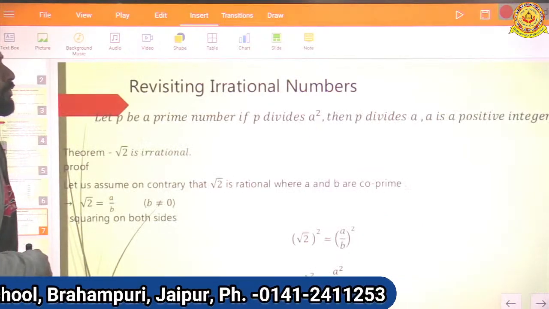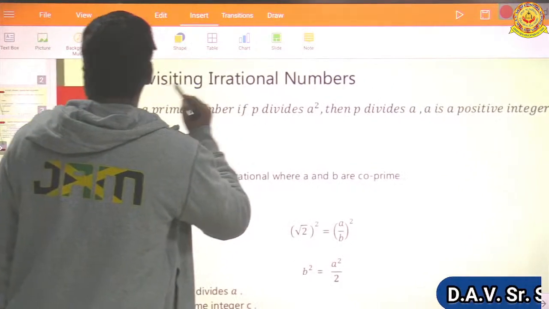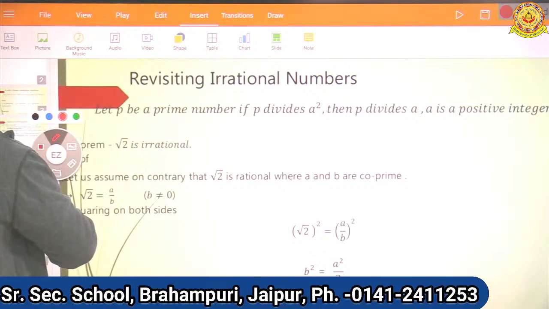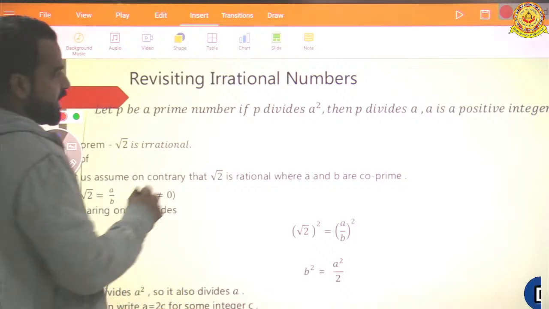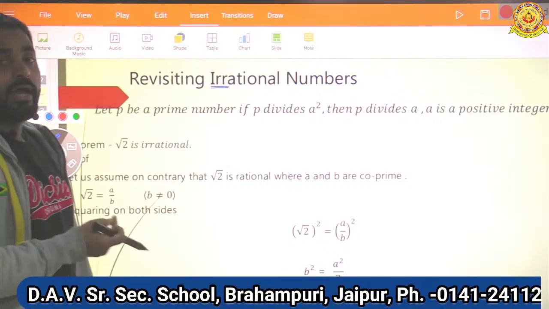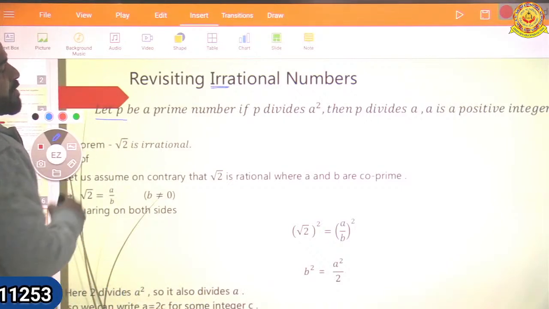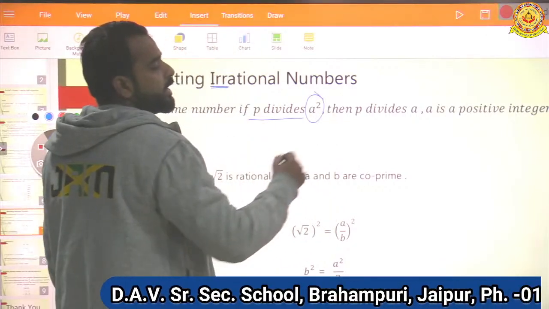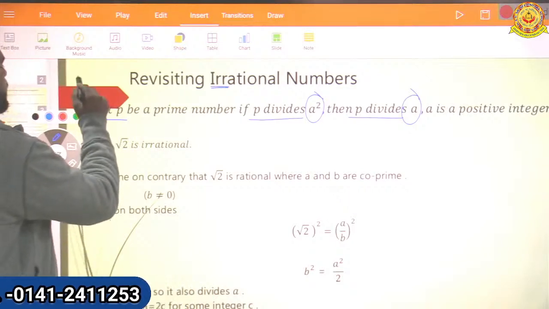All right, our next slide is about irrational numbers. As you know, irrational numbers are those numbers which cannot be represented in the form of p upon q, as well as those numbers whose square root cannot be solved in that particular situation. So let p be a prime number. If p divides a square, then p divides a also. Now this is a theorem, remember this theorem.